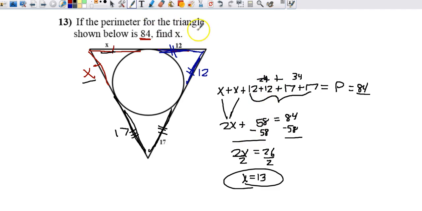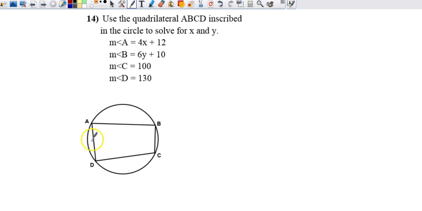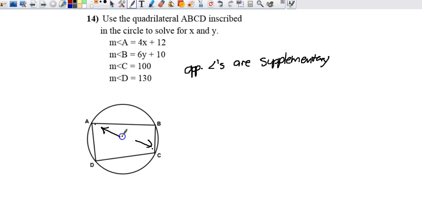Okay, question 14. When you have a quadrilateral inside of a circle, opposite angles are supplementary, not congruent, but supplementary, which means that angle A and C add to 180. Same thing with D and B. So let's figure that out. A plus C is 180. A and C go together.